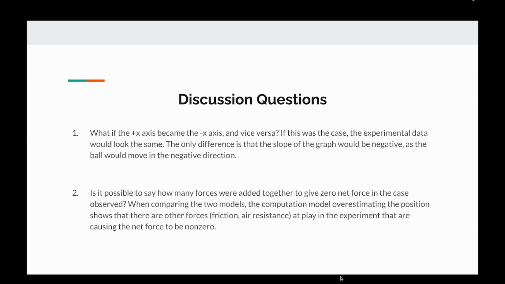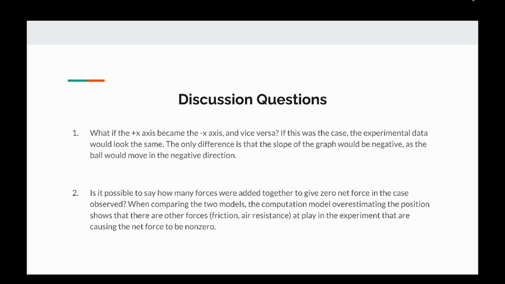So, some discussion questions. What if the positive x-axis became the negative x-axis and vice versa? If this was the case, nothing would really change about the experiment except for the slope of the graph. The slope would become negative since the ball would be rolling from x equals 0 towards a negative number instead of towards a positive number.